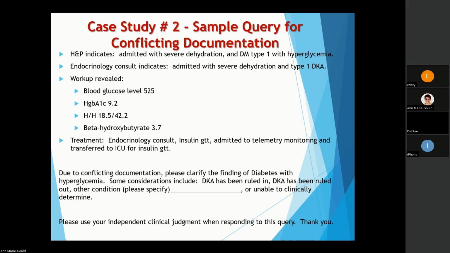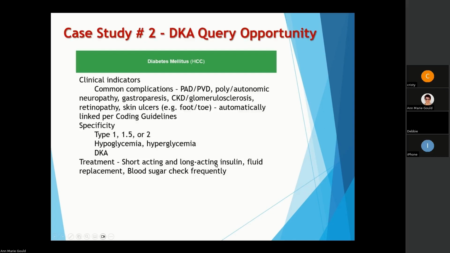Especially since it's a hypernatremia versus a hyponatremia that usually comes with those DKAs. Right, very good. And then this is the query opportunity, which just gives you the clinical indicators when we're looking for your common complications.